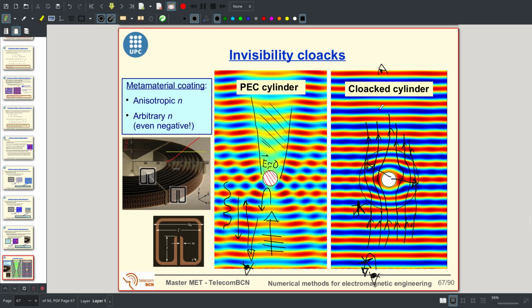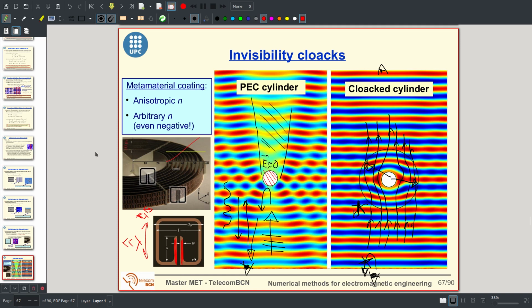This is an invisibility cloak, and this is made of an array of small elements. Of course, the size of the elements must be much smaller than the wavelength. The separation between elements must be much smaller than the wavelength again, as I said before. And in this case, often the elements are a combination of open loops and wires, and in this case the wires are integrated at the ends of the open loop, okay?